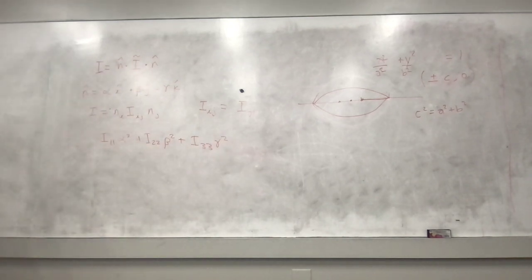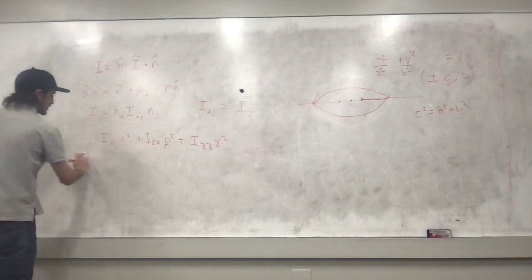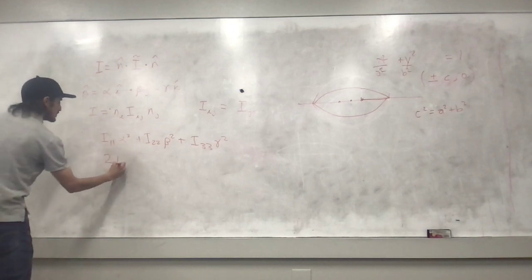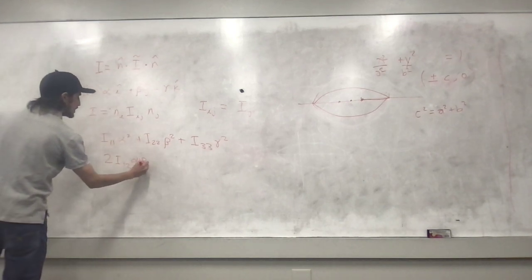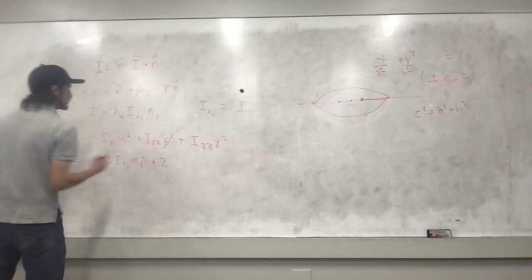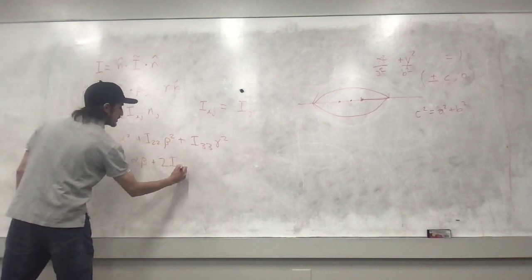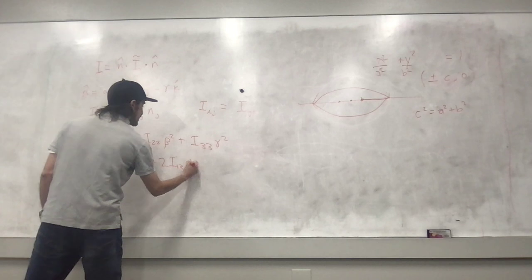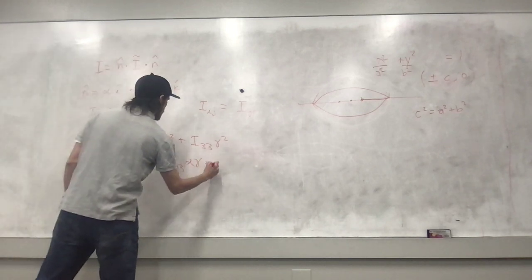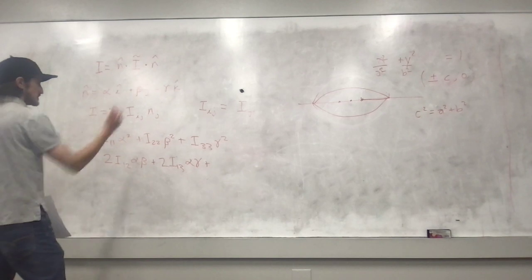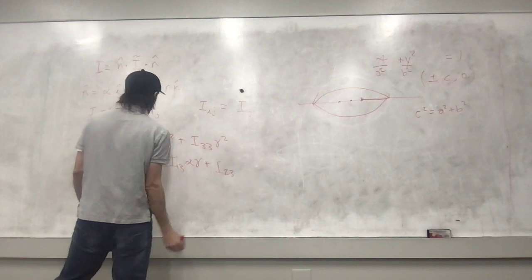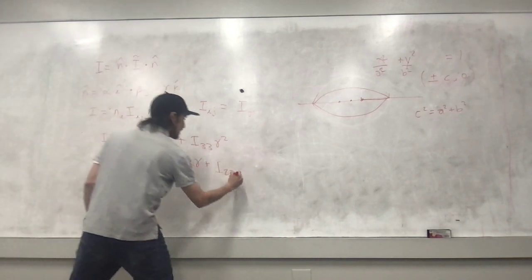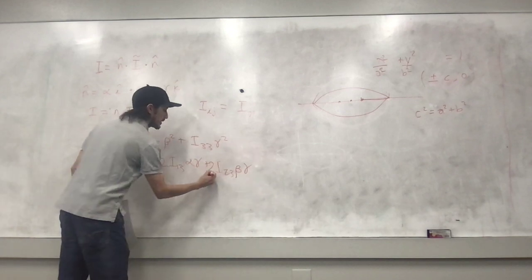And because of the symmetry, the other ones are just twice the value. So it'll be 2 I12, and then you have an alpha and a beta. 2 I13, and then you have an alpha and a gamma. And I23, that one has a beta and a gamma, twice.